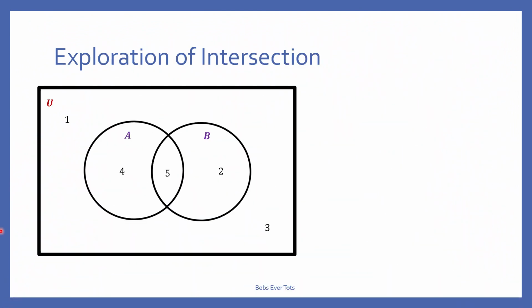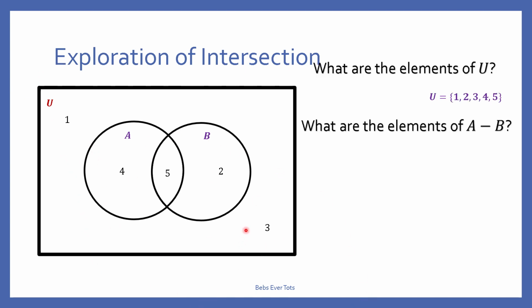So here we have again this example, where the universal set is 1, 2, 3, 4, 5. Let's have now A minus B. We have our A and we have our B. You remove what's common to them, and what's left in A would be the answer. So therefore the answer is A minus B is 4. This is the only thing that is left there.